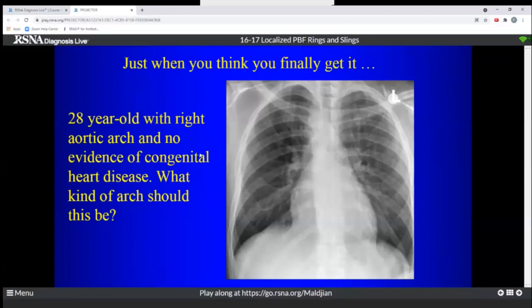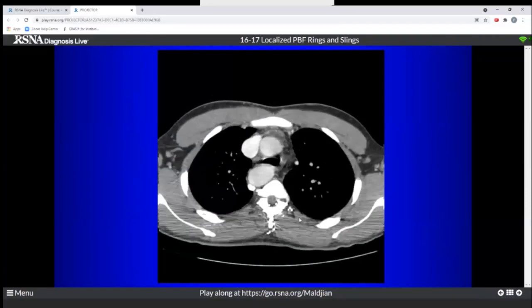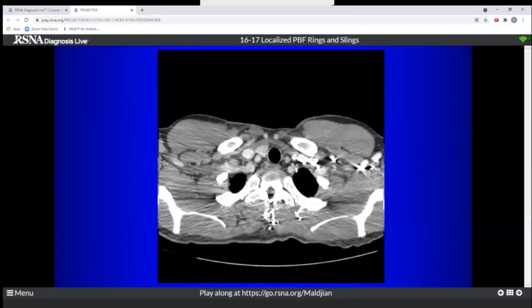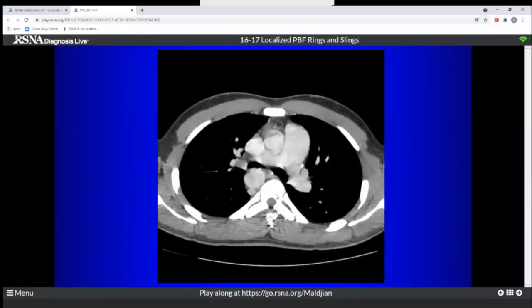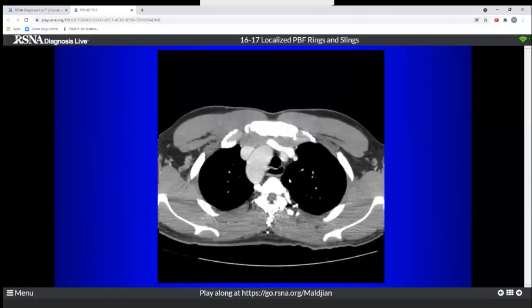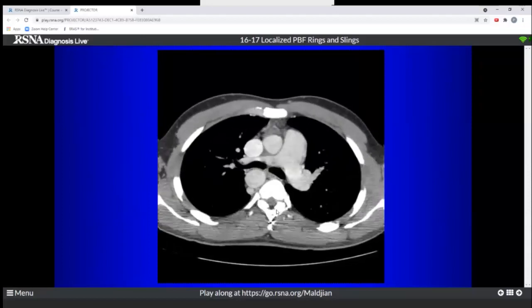Here's a 28-year-old who has a right arch, no evidence of congenital heart disease. So what kind of arch should this be? Well, this should be a right arch with an aberrant left subclavian artery, right? So we're going to look for a vessel that's crossing behind the trachea and the esophagus, but what happens is there is no aberrant subclavian artery here in this case.